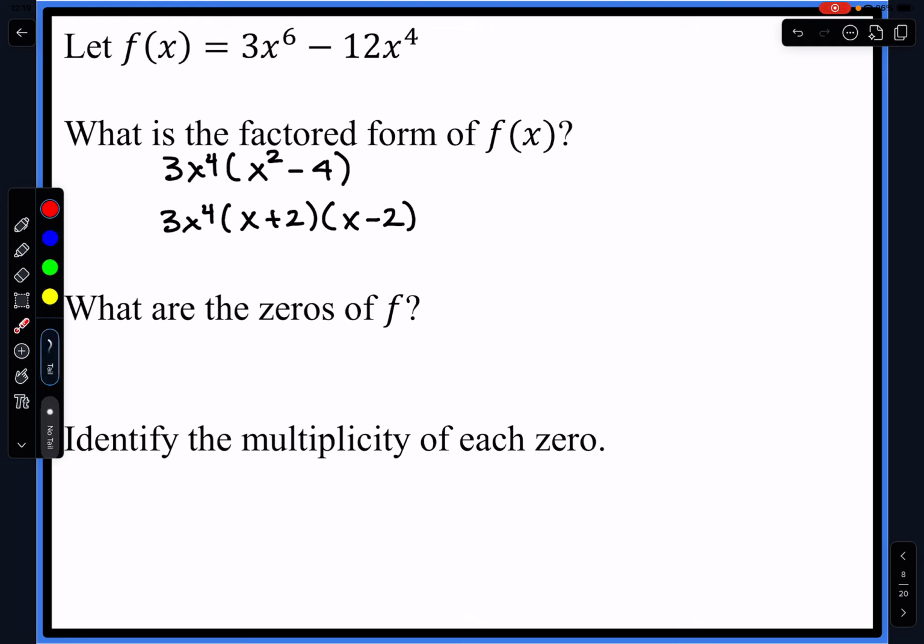Now notice that these two factors are not the same, so we can't write this as x plus 2 to the second power because we don't have two x plus 2's, nor can we write this as x minus 2 to the second power because again we do not have two x minus 2's. They're different, so we cannot write it as such. So this would be the factored form for f.